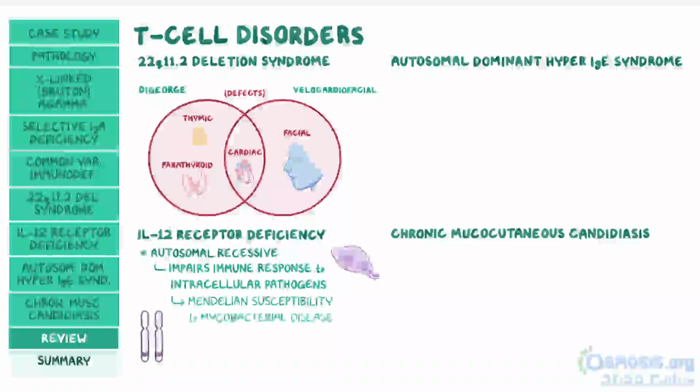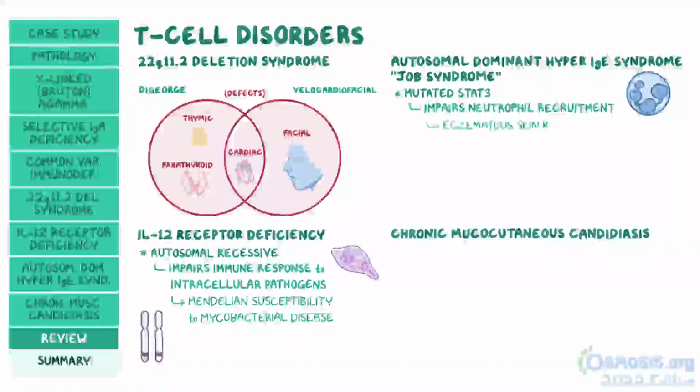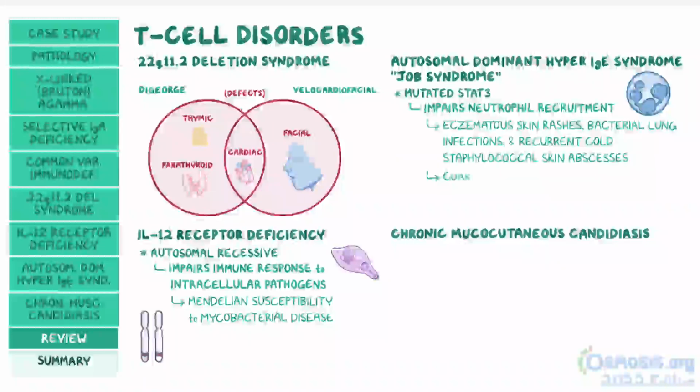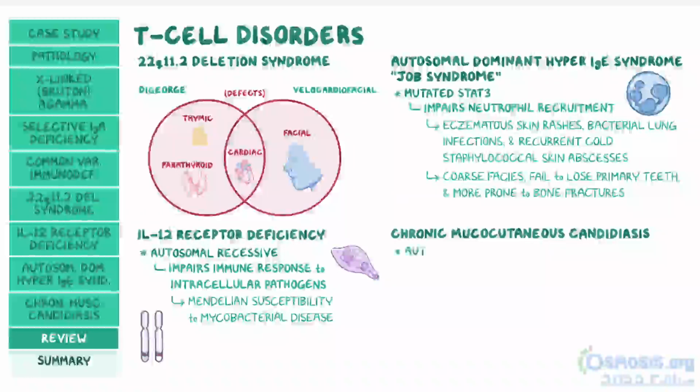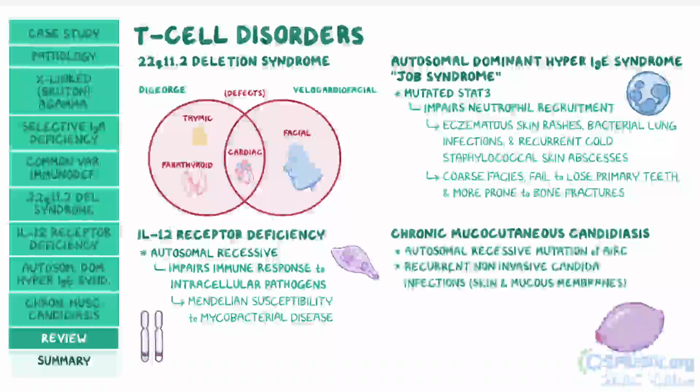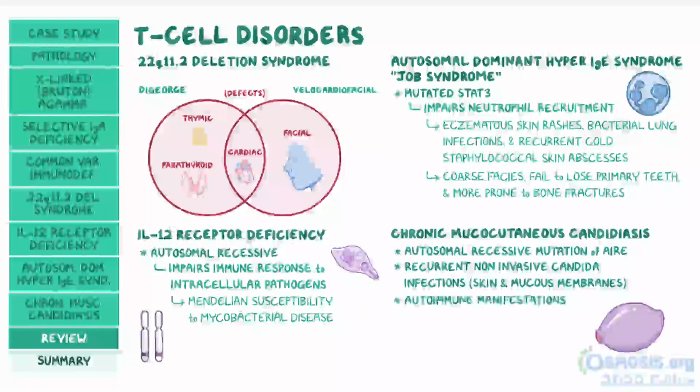Autosomal dominant hyper-IgE syndrome, or Job syndrome, is due to a mutated STAT3, which impairs neutrophil recruitment and mainly presents as eczematous skin rashes, bacterial lung infections, and recurrent cold staphylococcal skin abscesses. Individuals have characteristic coarse facies, fail to lose their primary teeth, and are more prone to bone fractures due to osteopenia. Finally, chronic mucocutaneous candidiasis is most often caused by an autosomal recessive mutation of AIRE, leading to recurrent non-invasive candida infections involving the skin and mucous membranes, as well as autoimmune manifestations.